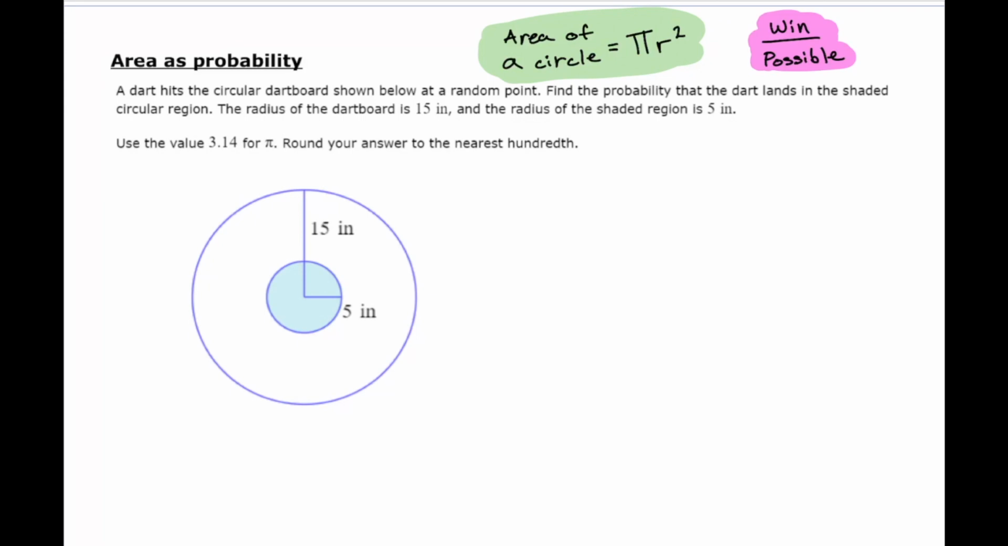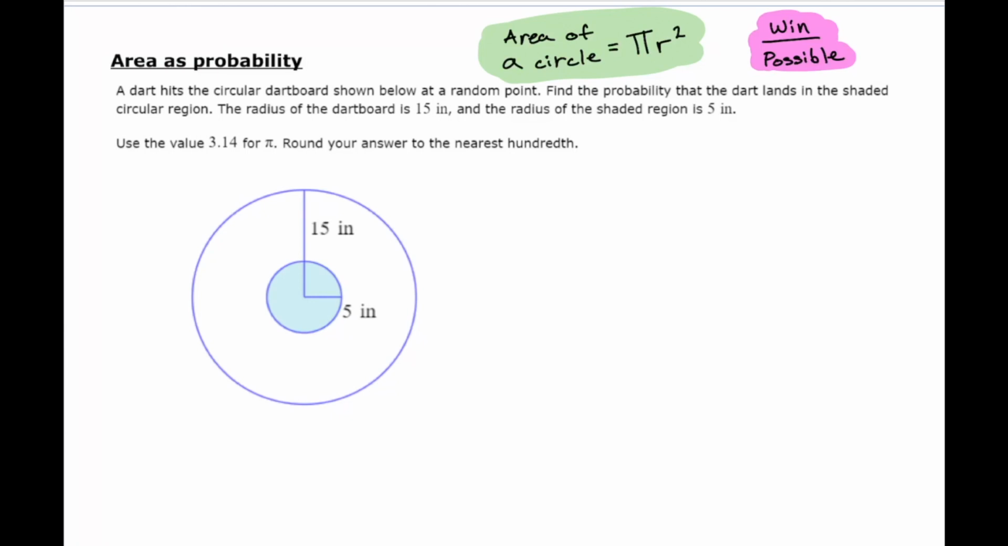Before I start this video, I'd just like to say we've got two things highlighted at the top of the page. We've got the area of the circle formula, and if you have questions with that, I would go back and watch the other videos about area of a circle. But we have the area of a circle formula at the top, and then we also have our win divided by possible, which is how we figure out these probabilities that we've been going through. So check those things out before we move on to this stuff.